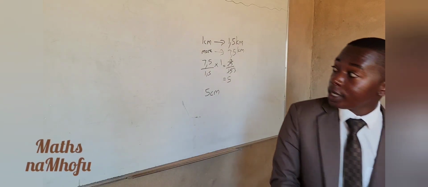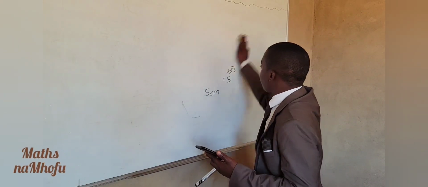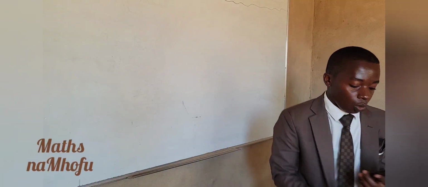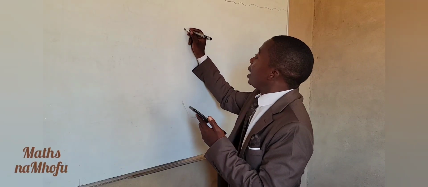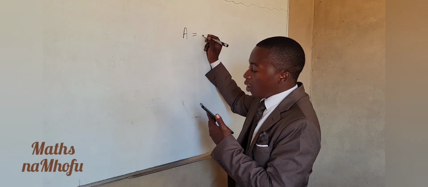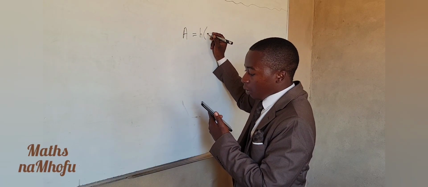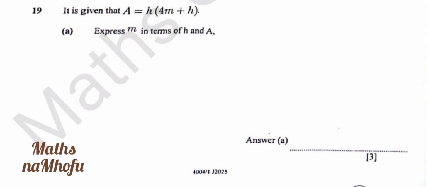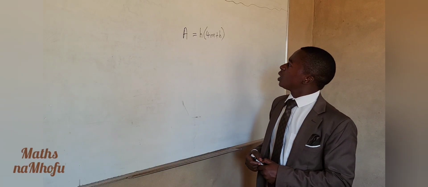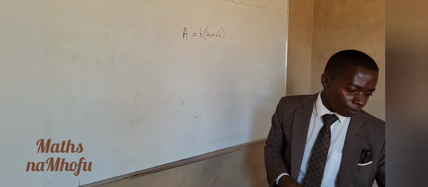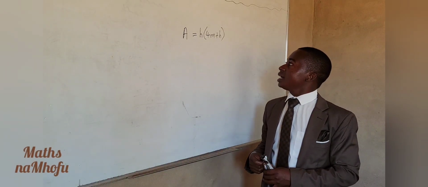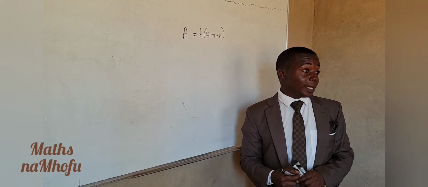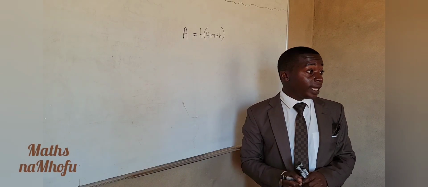Remember, whenever you are told to express something in terms of something, it means you are asked to make that something the subject of the formula. Are we together? So in this case, we are asked to express M in terms of H and A. It means we have to make M the subject of the formula. And for us not to have a challenge, the first method here, instead of you expanding, you can divide by H, right?